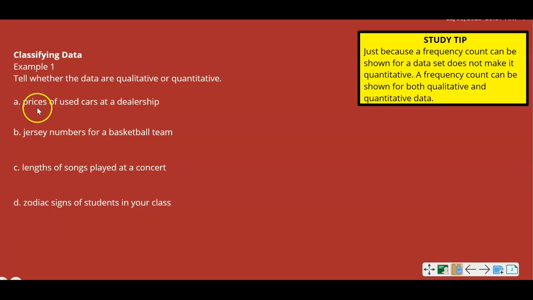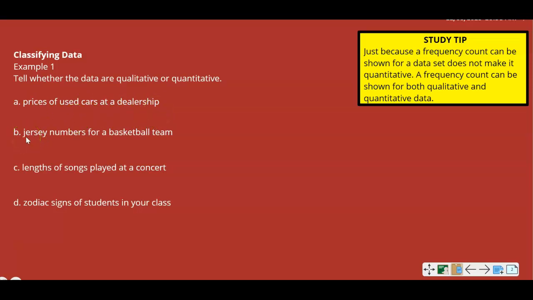All right, so A, prices of used cars at a dealership. So would that be qualitative or quantitative? Well, prices are numeric. So in this case, the data is quantitative. So you could take all the prices of the used cars at the dealership and find the average or the range or whatever you wanted to do with that. So that would make this one a quantitative data set.